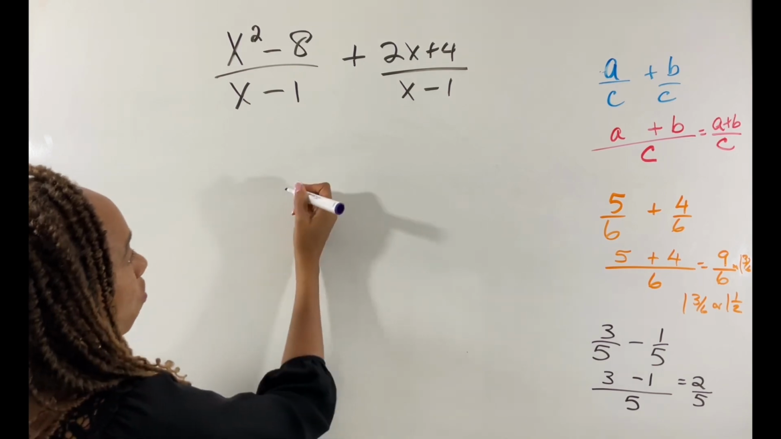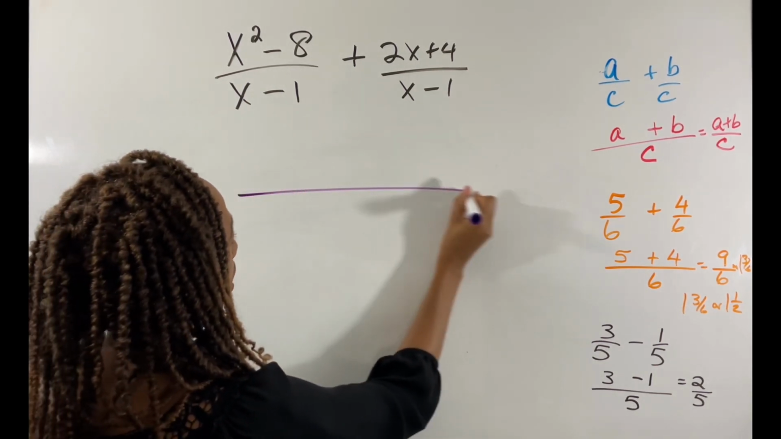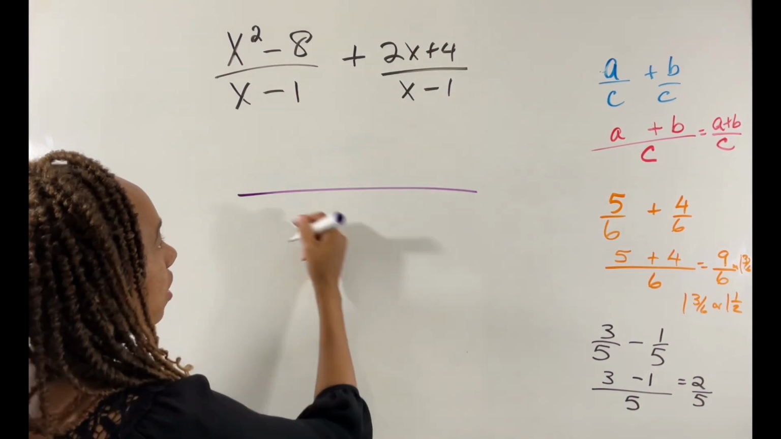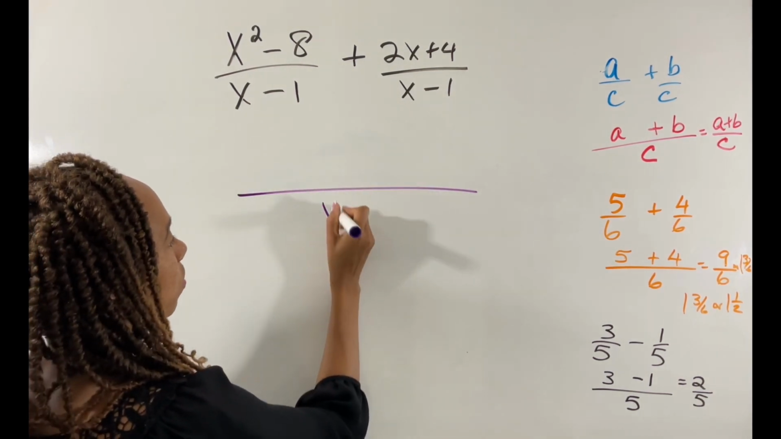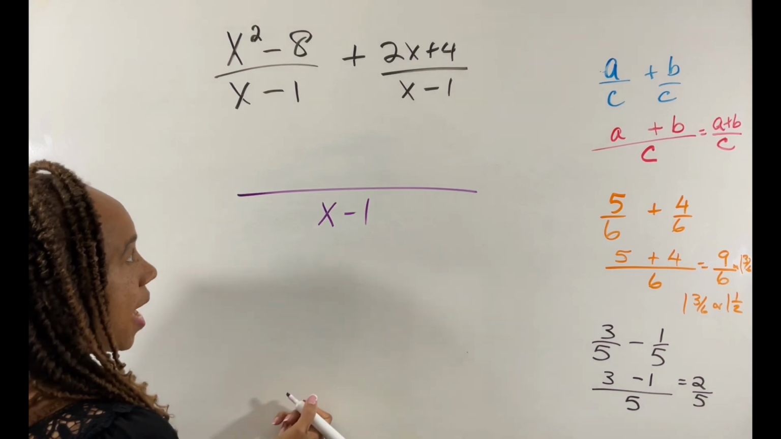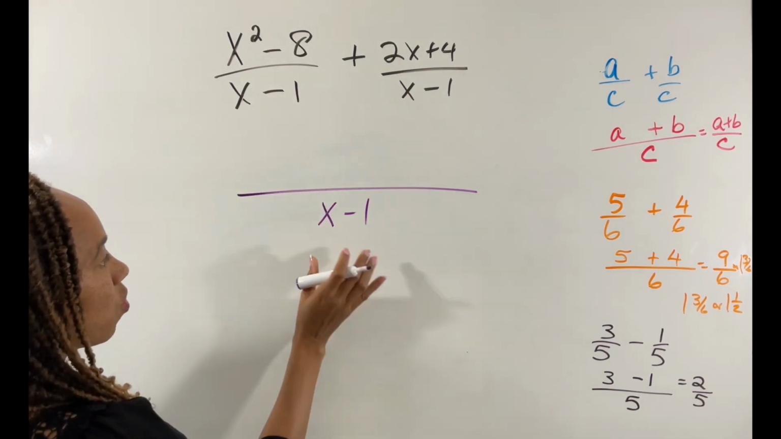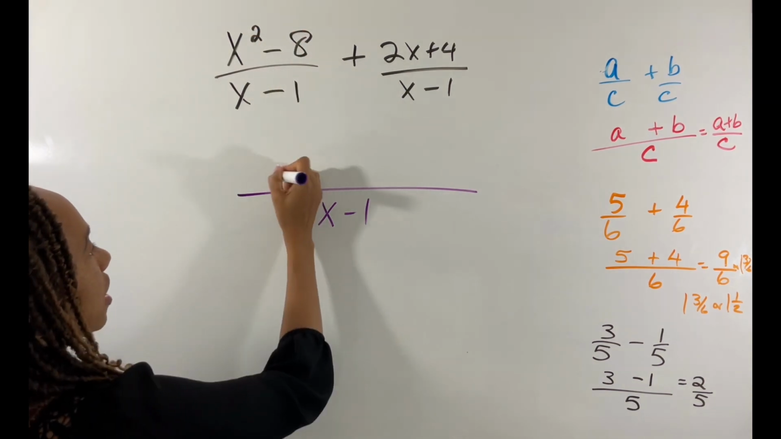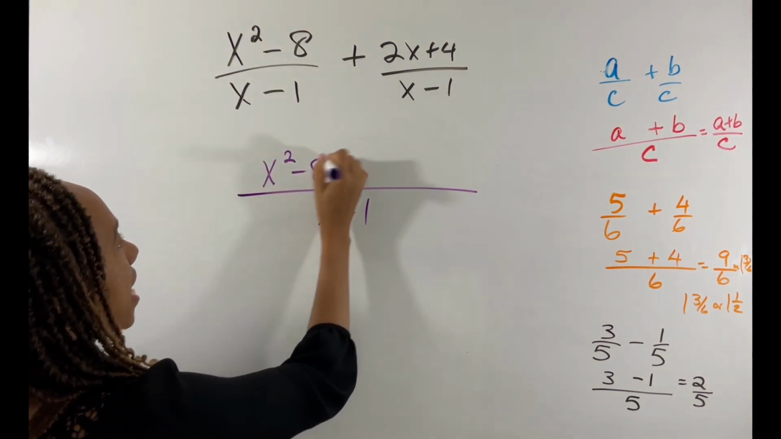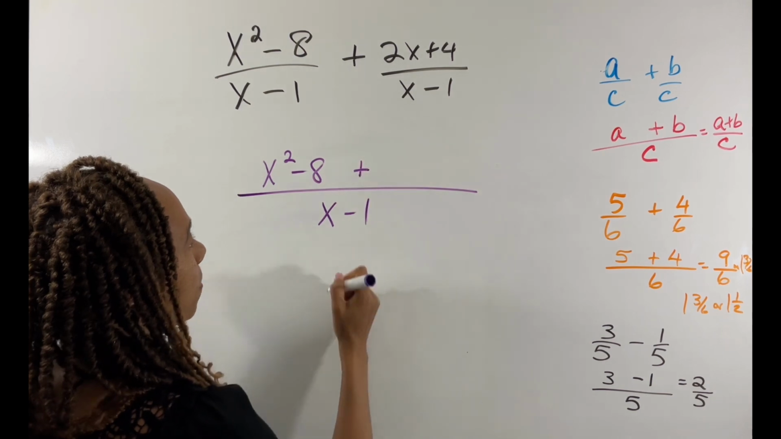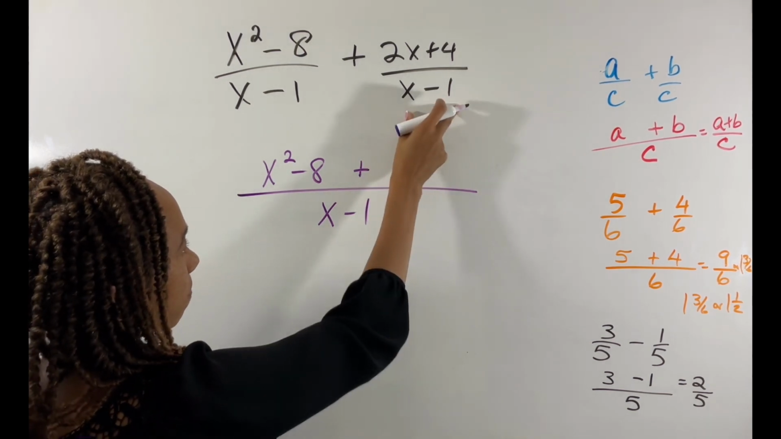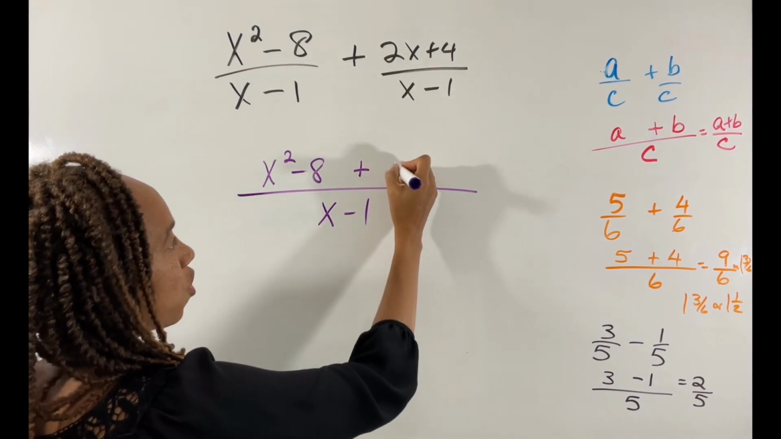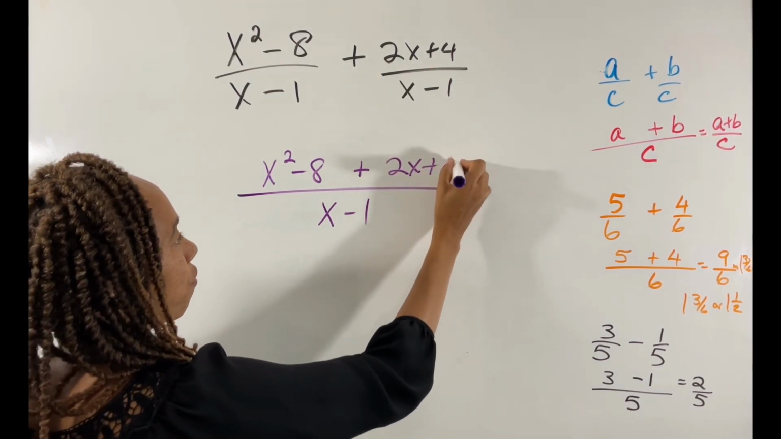Taking this back, we still are going to draw our long line there. Common denominators in both expressions, so we simply write it underneath the line. Then we say x minus 1 into x minus 1 is 1 times x squared minus 8 is simply going to be x squared minus 8. And then we put down our plus sign, and we have x minus 1 into x minus 1 is going to give us 1. 1 times 2x plus 4 is going to be 2x plus 4.